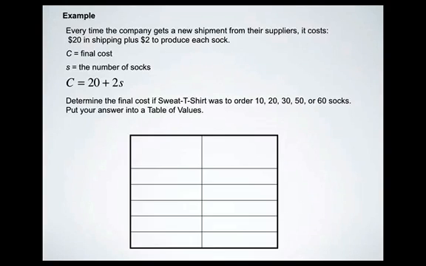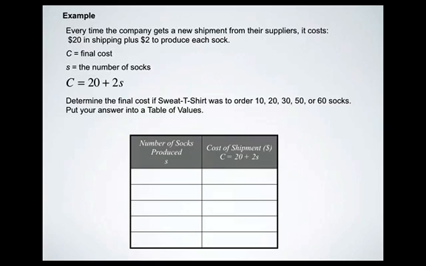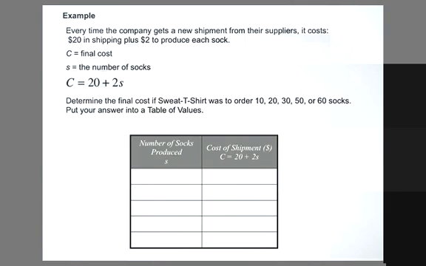We'll set up our table of values. In our independent variable column heading, we'll have the number of socks produced, S. In our dependent variable heading, we'll have the cost of the shipment, C. This is determined by C is equal to 20 plus 2 times S.